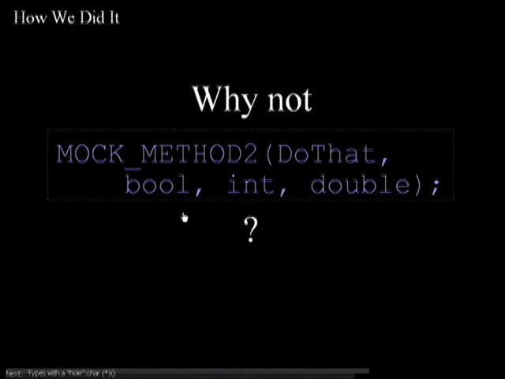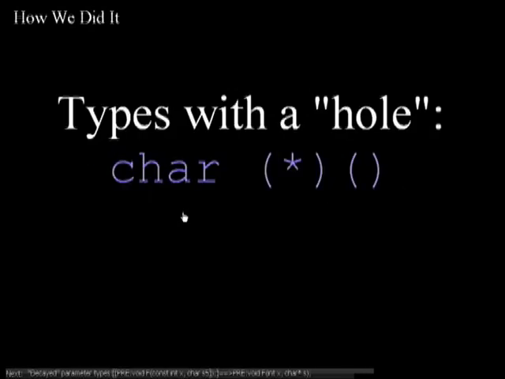Well, the reasons turn out to be manifold, and I'm going to give you some main ones. The first is that not all types are created equal in C++. For a simple type like int or char, you can declare a variable of that type by writing a name to the right of the type, right? You cannot always do that. For example, here's a type: char, parenthesis, star, followed by parenthesis. So can someone tell me what this type is?